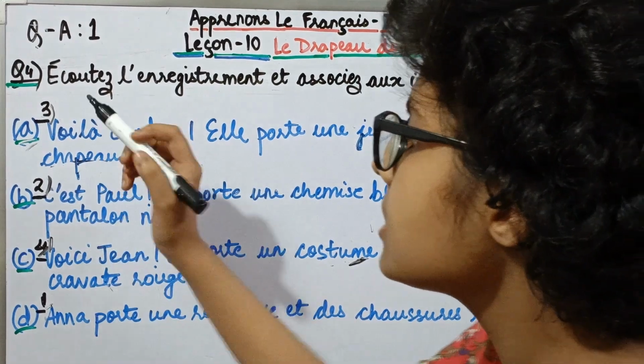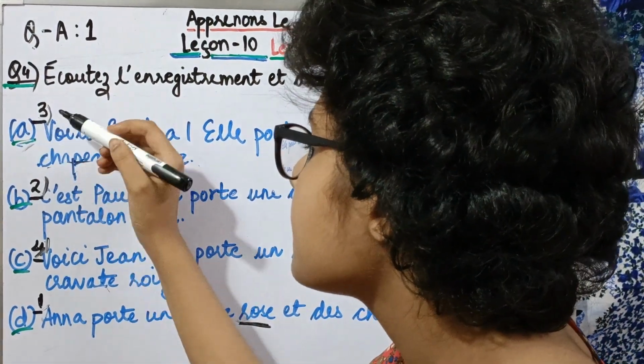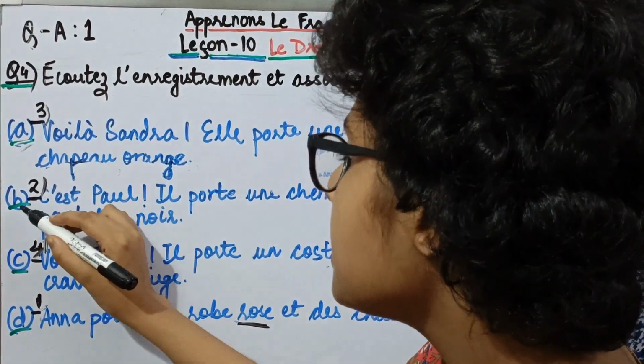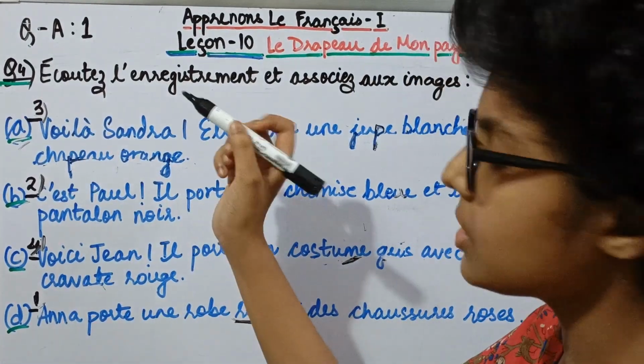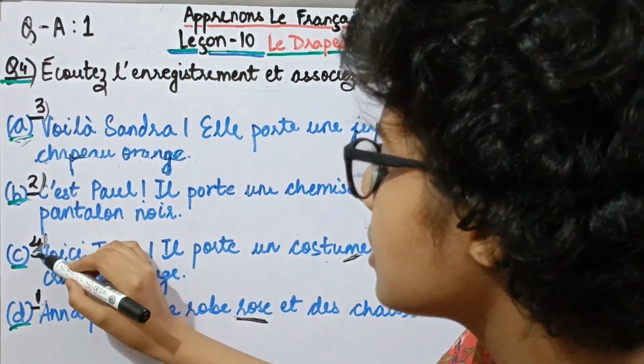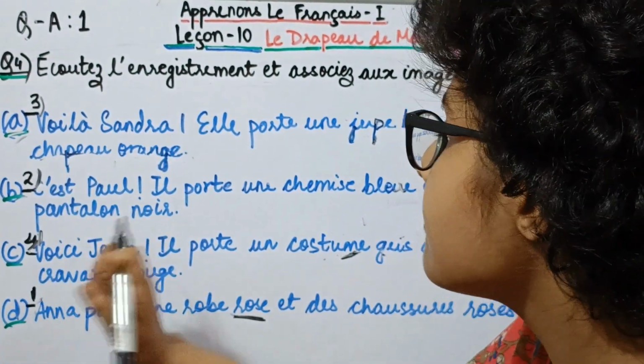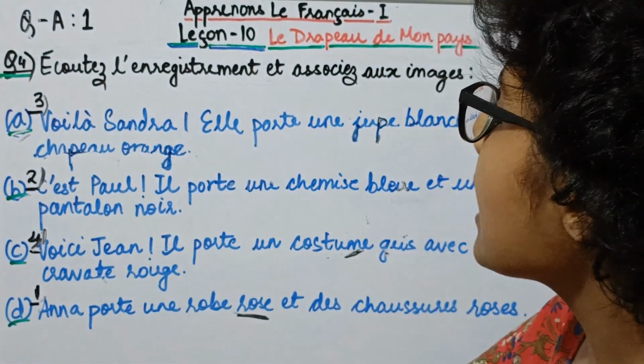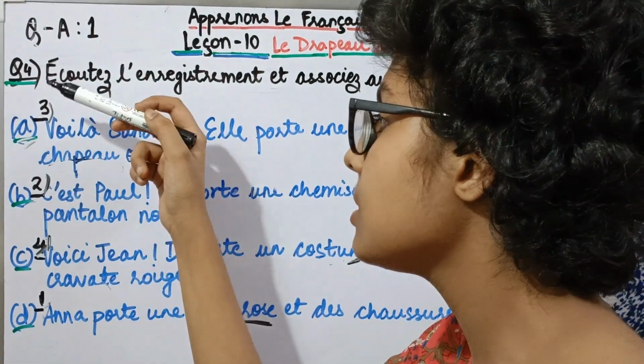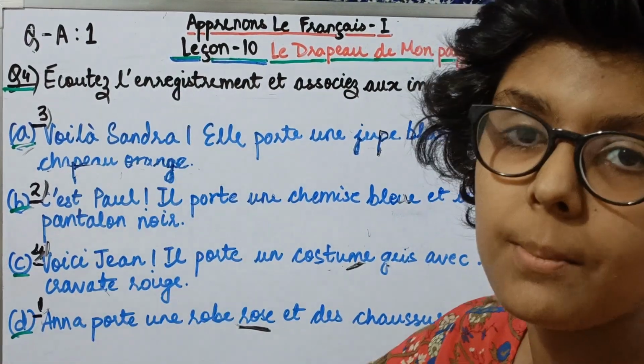So here let us see the answers. A corresponds to the third description, B corresponds to the second description, then we have C that corresponds to the fourth description, and at last D corresponds to the first description. So here we have successfully completed question number 4, and with that the Q&A part 1.